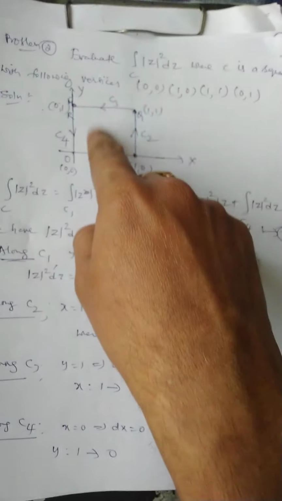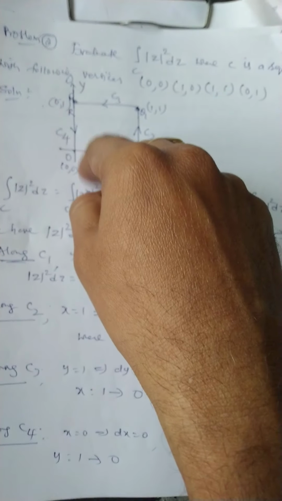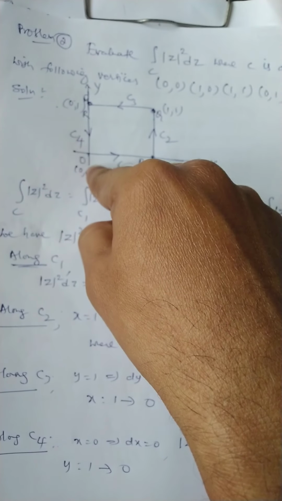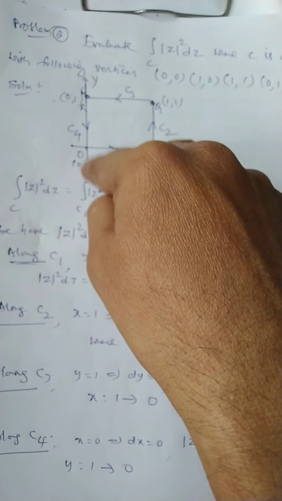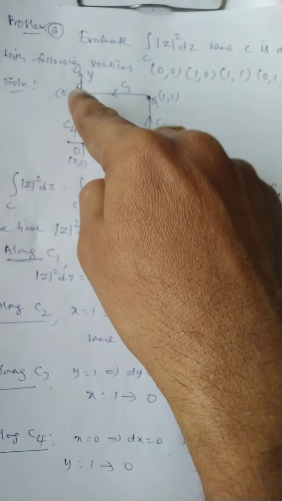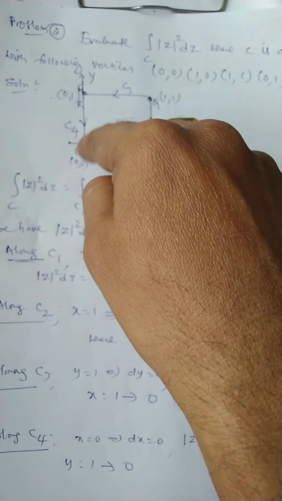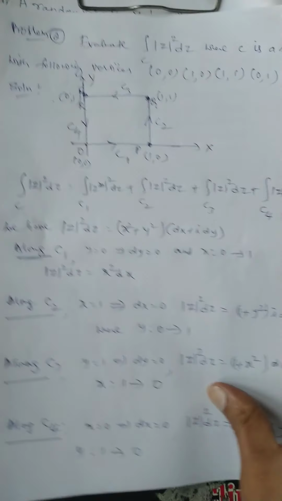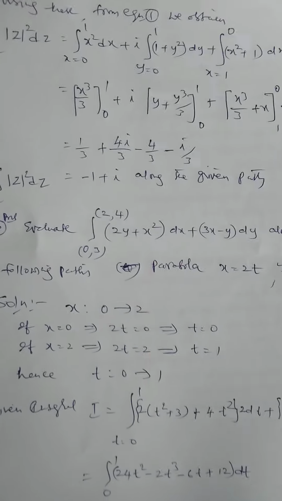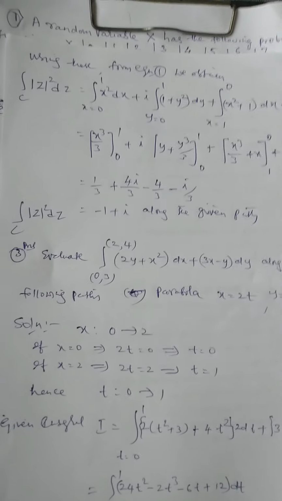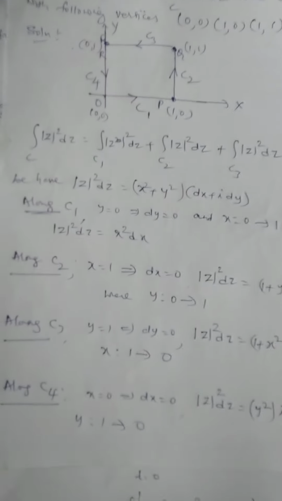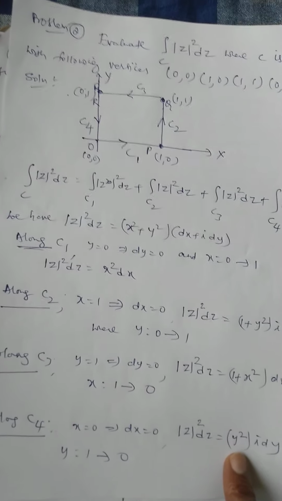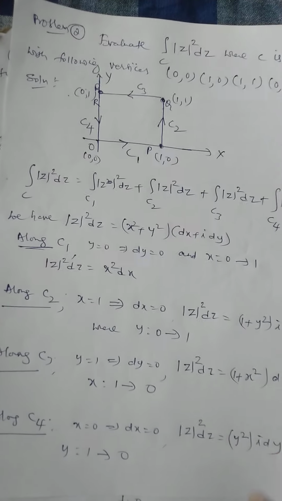to 0. Now along C4, from 0 1 to 0 0. That means x equal to 0. X equal to 0 means dx will be 0, y varying from 1 to 0. Putting these values in mod of z square dz, we are getting the simplification. Mod z square dz will be this: x is 0, so y square dx is also 0, y square into i dy.